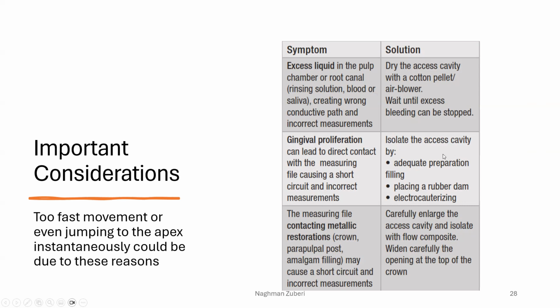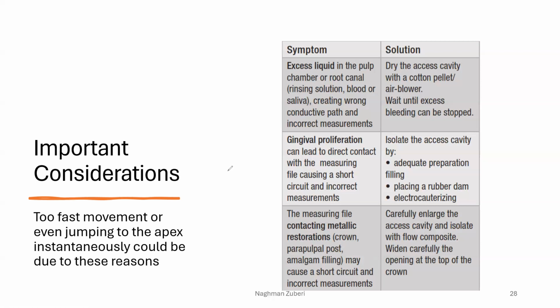So isolate the excess cavity by adequate preparation, filling, placing a rubber dam or electrocauterizing of the soft tissue in that area. The measuring file contacting metallic restorations, crown or parapulpal post, amalgam filling may cause a short circuiting and incorrect measurements. Carefully enlarge the excess cavity and isolate with flow composite.